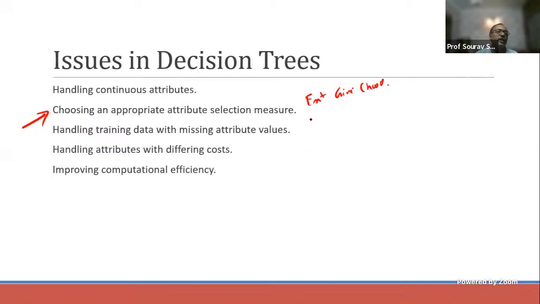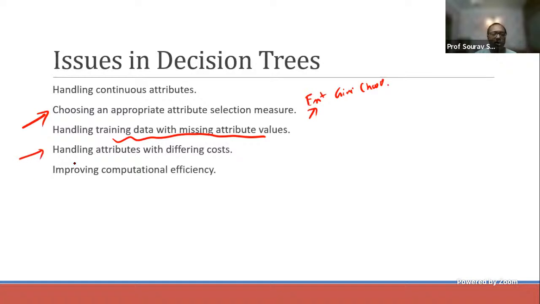You can't say beforehand which one will give better results, but by default, entropy gives you some kind of an edge over the others. Handling training data with missing attribute values is a problem in most cases. So here also, training data with missing attribute values is a problem.